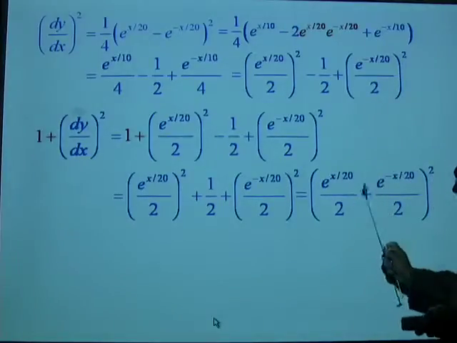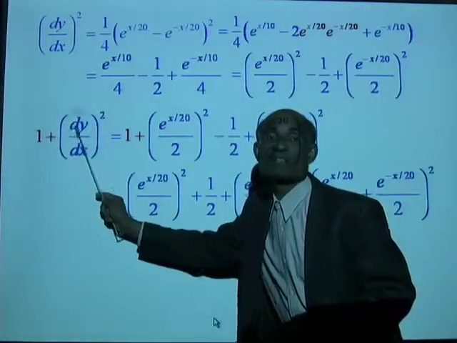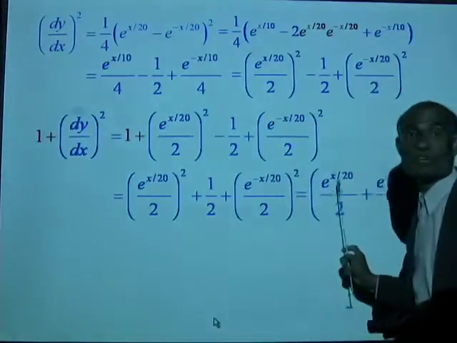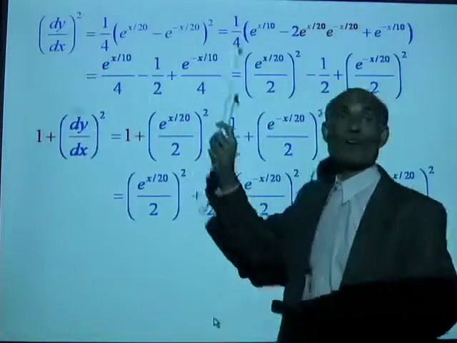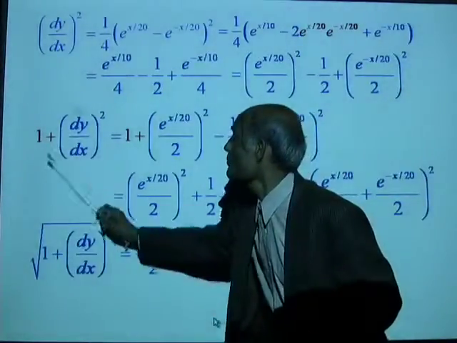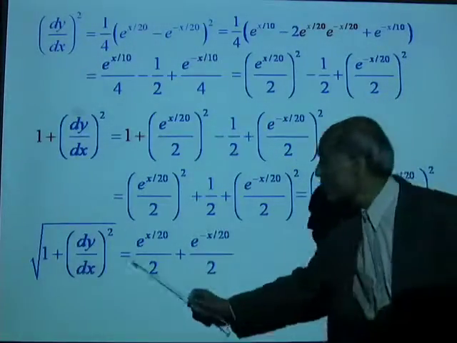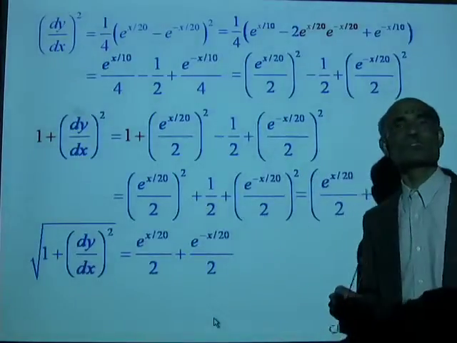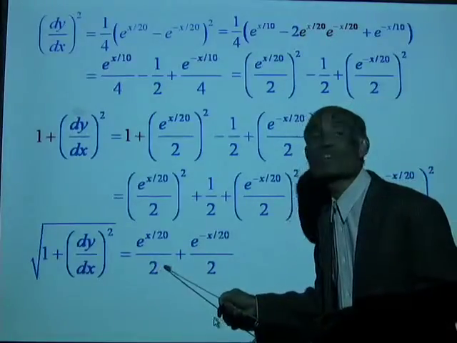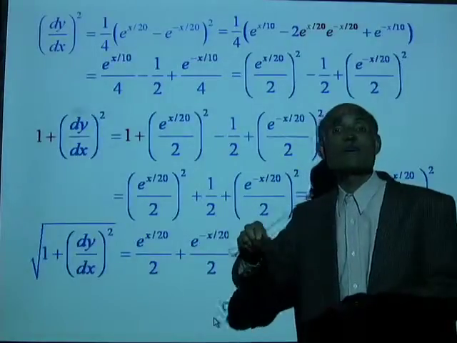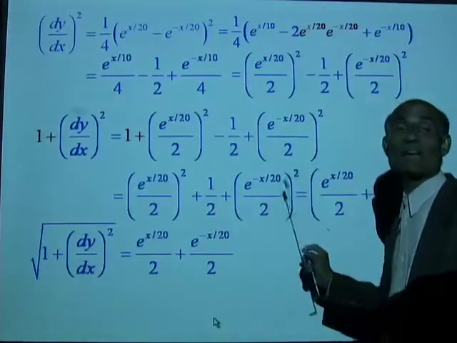Okay, well, that will make our life a lot easier because this quantity is 1 plus dy by dx all squared. We wrote it as the square of a quantity. Therefore, what is square root of that quantity? Square root of 1 plus dy by dx all squared is square root of this quantity, which is therefore, take away that power 2, is this. And what all we need to do now is to integrate this quantity from x equal to negative 20 to x equal to positive 20. That will give you the length of that catenary.